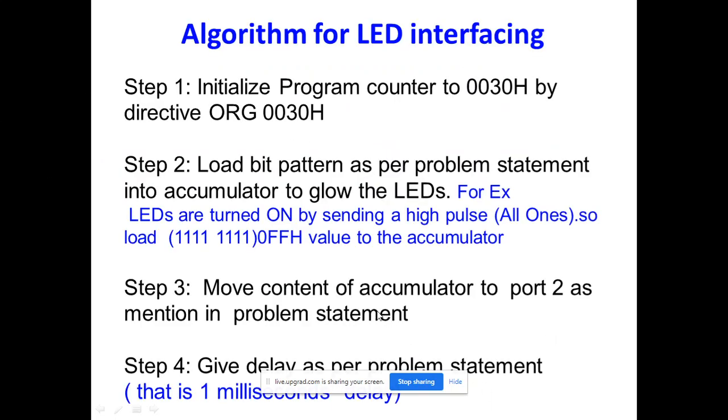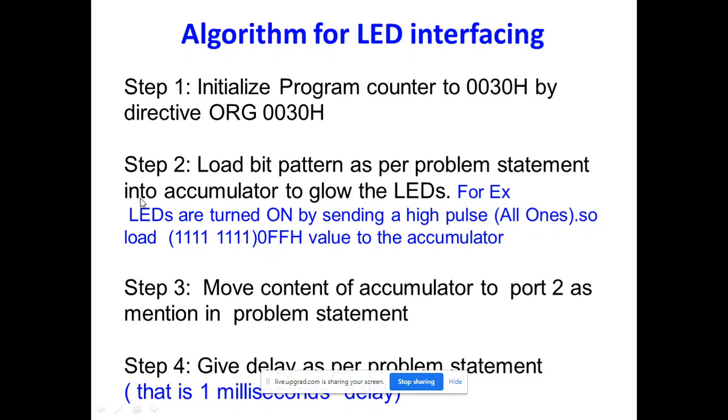Now this is my problem statement. According to that I will make changes within the basic algorithm of the LED. The basic algorithm remains as it is; only as per the problem statement you make the changes. The first step is the same: initialize the program counter to 0030H, because initially it starts from 40H. We don't want to write there, we want to write in the scratch pad, and that's why we are jumping to 0030H. Next step, load the bit pattern as per the problem statement.